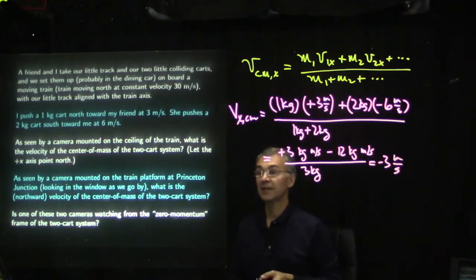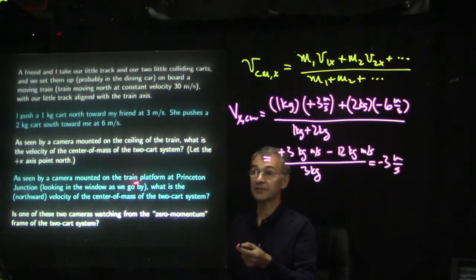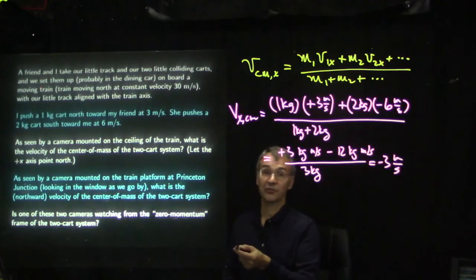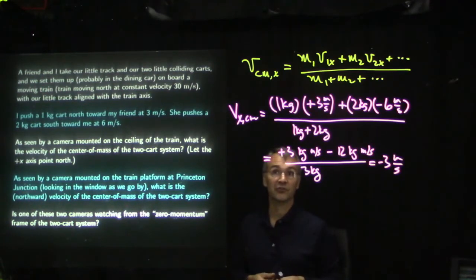Now, as seen by a camera mounted on the train platform at Princeton Junction, which is looking in the window as we go by, what is the northward velocity of the center of mass of the two-cart system?